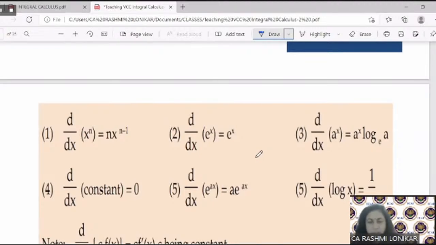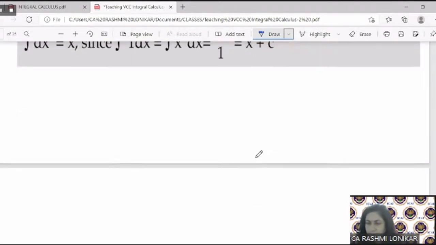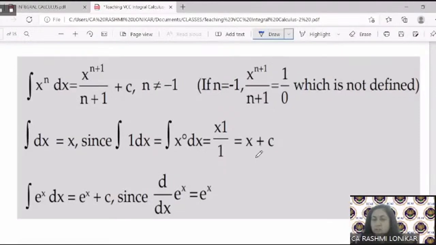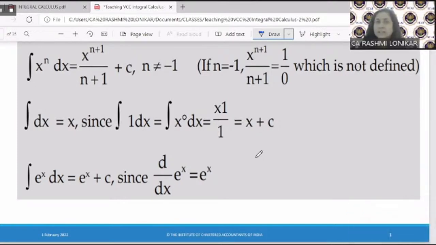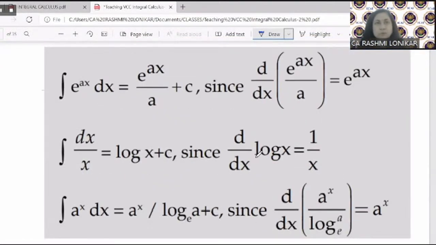So we talked about these formulas for differentiation, and then we talked about these formulas for integration. Okay. So we know that integration of x raised to n is x raised to n plus 1 upon n plus 1. Integration of dx is equal to x. Integration of e raised to x is e raised to x. And then we also talked about e raised to ax. Suppose I want to integrate e raised to ax, it will be e raised to ax upon a.